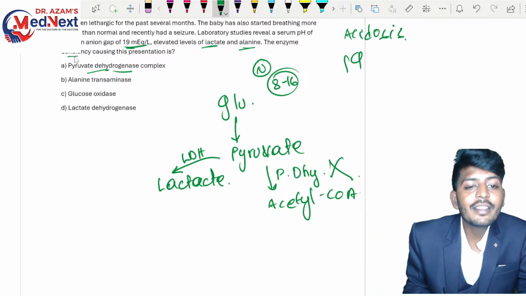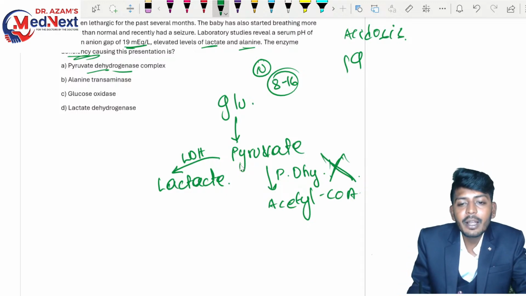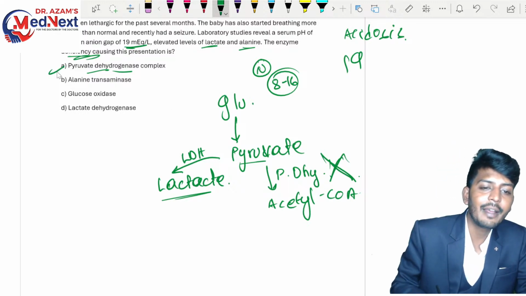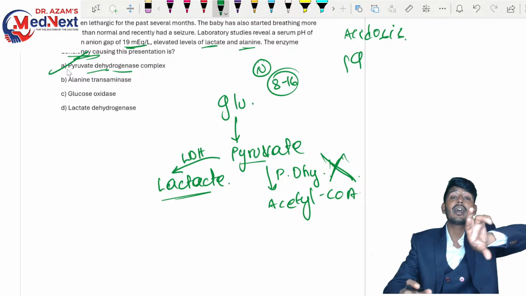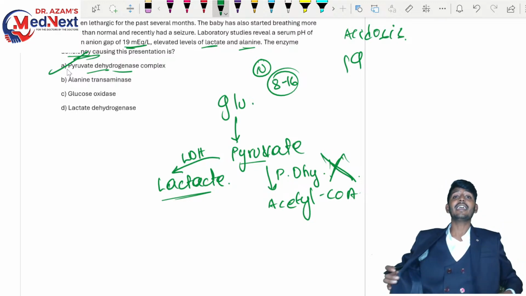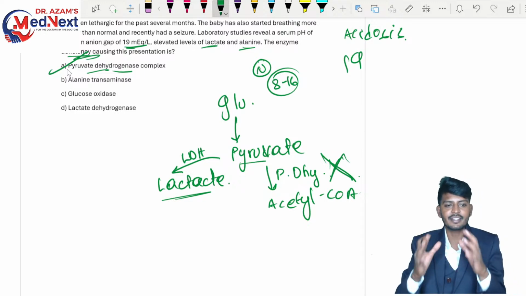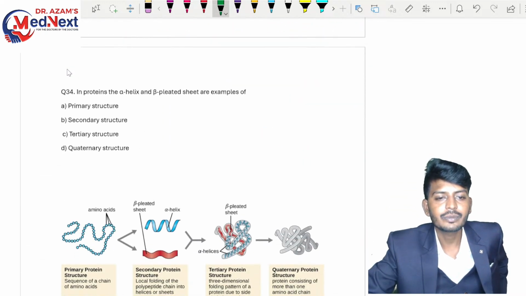They asked which enzyme deficiency. Pyruvate dehydrogenase is not there, because of that pyruvate gets converted into lactate. So the answer is deficiency of the pyruvate dehydrogenase complex. If you look at this carefully, which enzyme causes the increase of lactate? Then lactate dehydrogenase. Okay, no confusion. This is a simple story, बच्चों. ठीक है, चलिए आगे बढ़ते हैं.